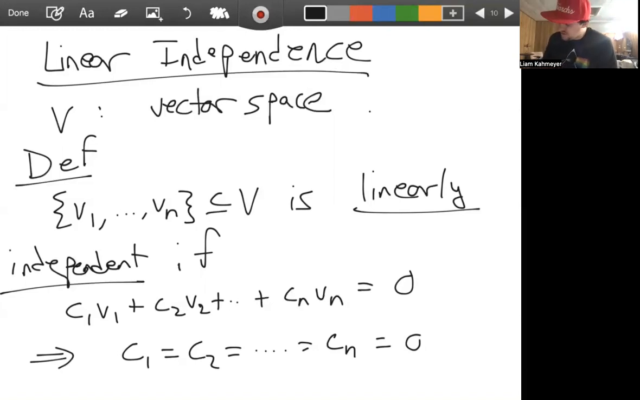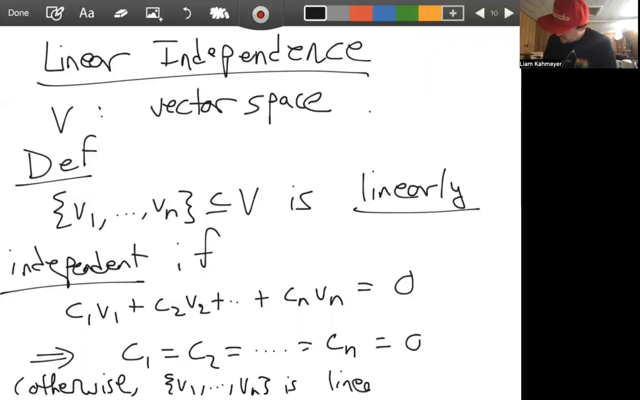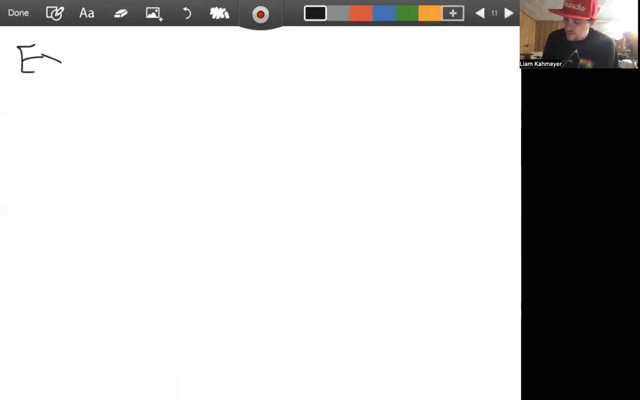Otherwise, the collection V1 through Vn is linearly dependent, and that just means at least one of the vectors in the collection V1 through Vn can be written as a linear combination of the others. Let's look at an example in a vector space that's not just Rn.